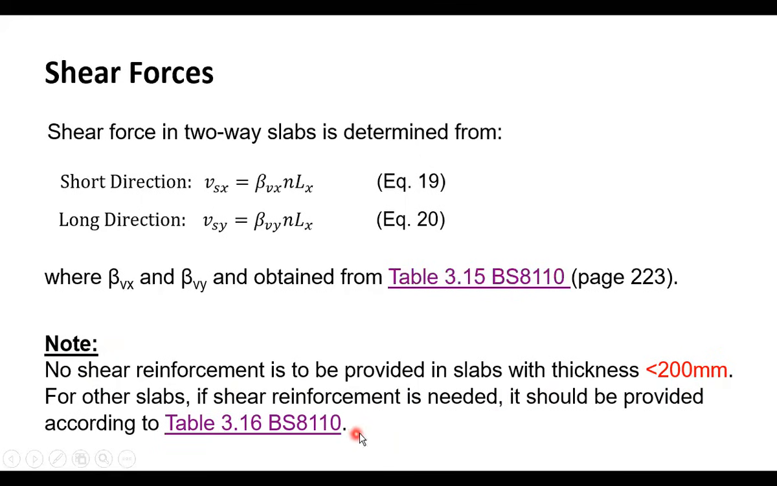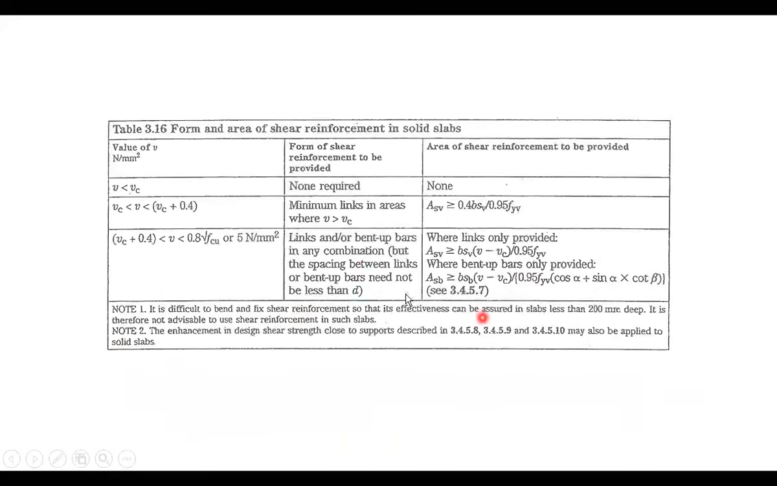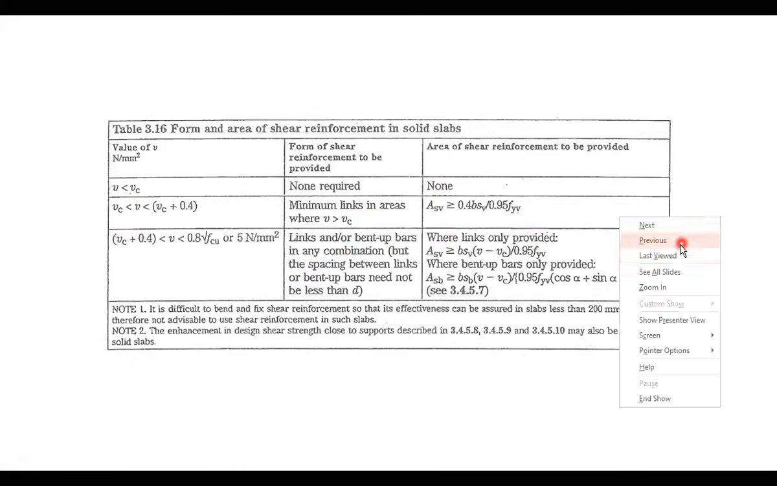Okay. And also, of course, as you know, you can calculate the shear based on Table 3.16, the regular shear. If V is less than Vc, nothing is required, no links are required. If V is greater than Vc plus 0.4, it is minimum links, and if it is greater than Vc plus 0.4, of course, you will need to design for links. But again, in most cases, when we are talking about solid slabs, in 99% of the cases you will find that the shear will be safe, and you will be within the first case here, that V will always be less than Vc, and in this case you don't need shear reinforcement. Okay.